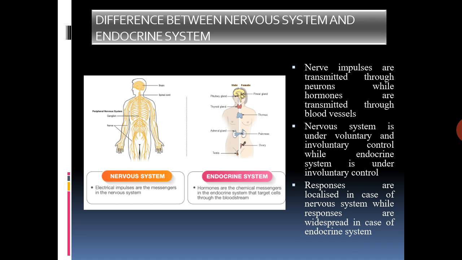The responses in case of the nervous system are localized. That is, the neurotransmitters act locally and are not carried far away through blood. But in case of hormones, the hormones are carried by blood and they usually act on various tissues remote from the place of their origin. So the responses are widespread.